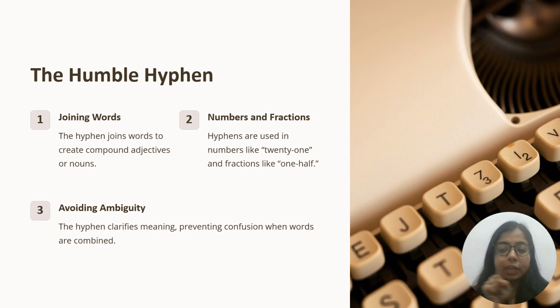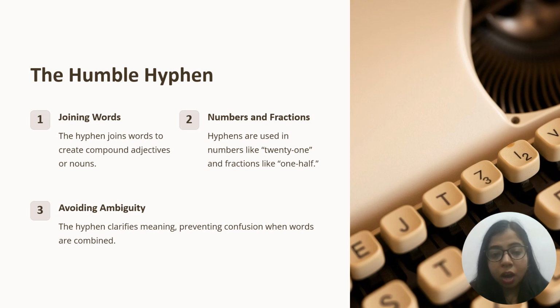Hyphen is a small dash in between the words. Okay, so first is joining words. When we have to join words, like we have to make a word like happy-go-lucky, so after happy, a hyphen will be there. After go, a hyphen will be there. Okay, so joining words.